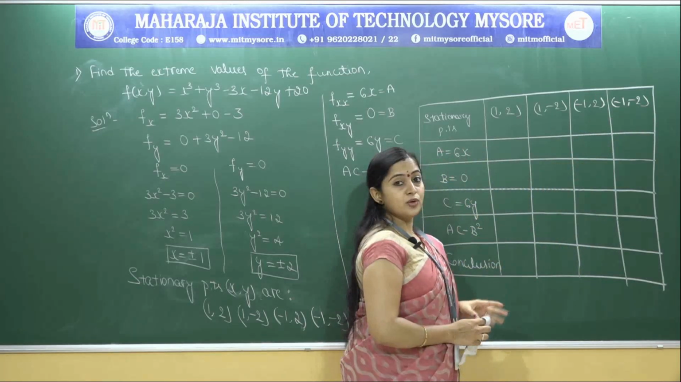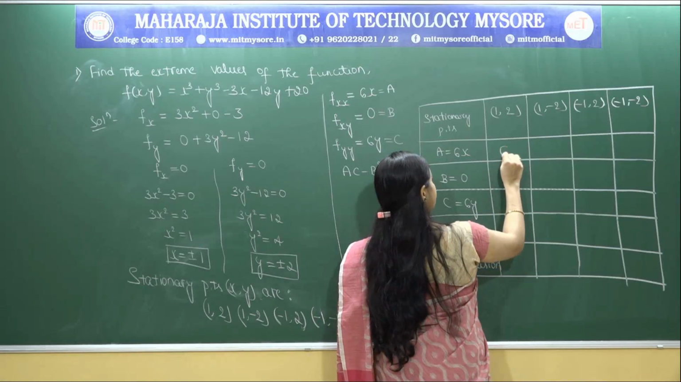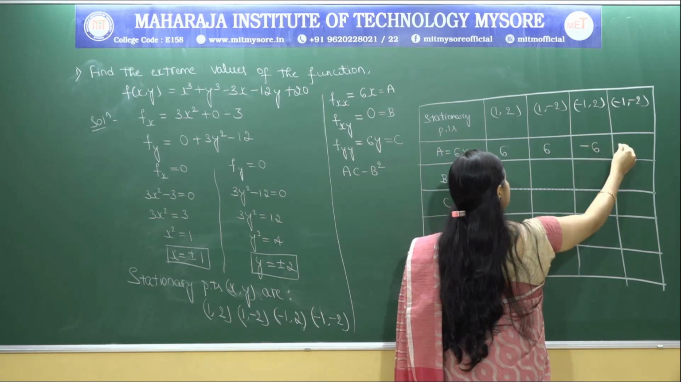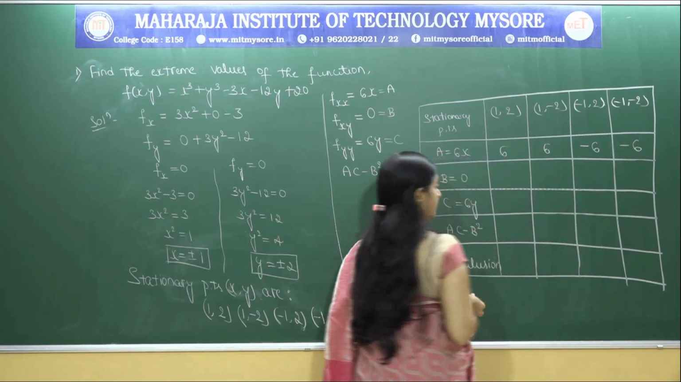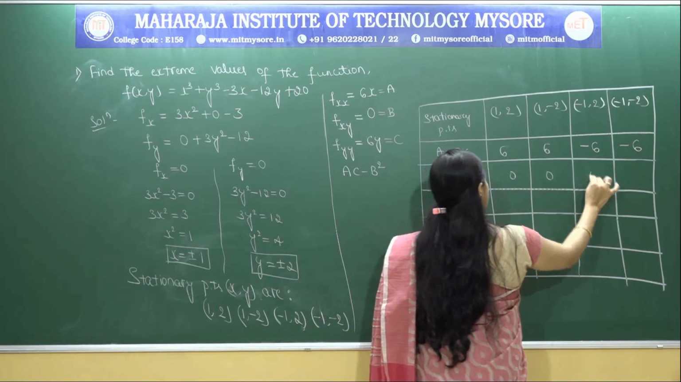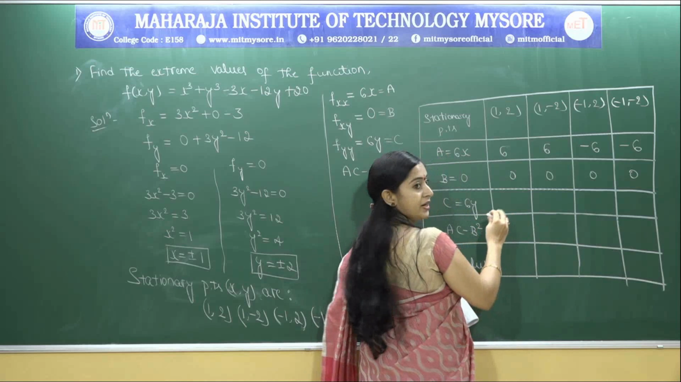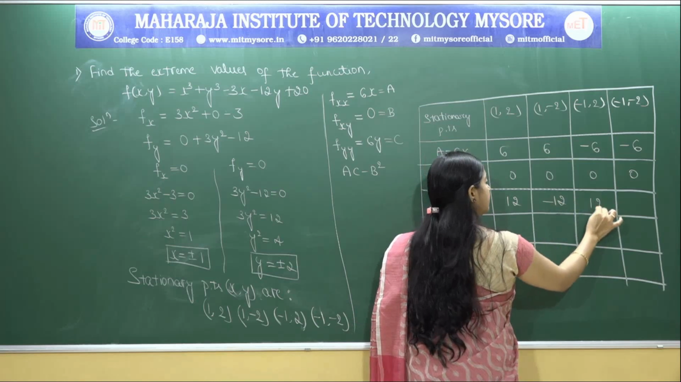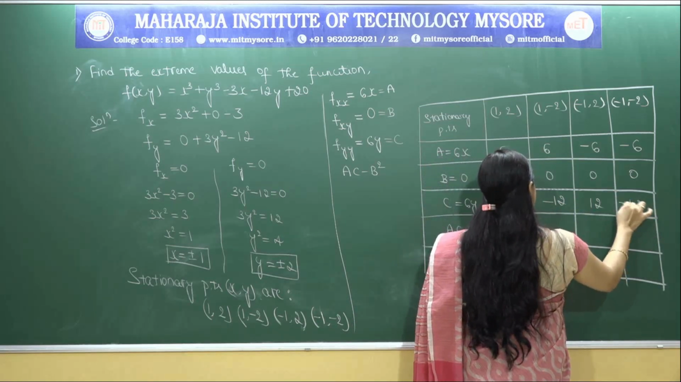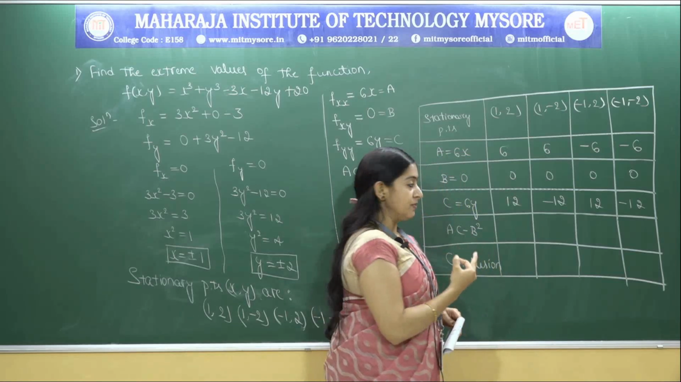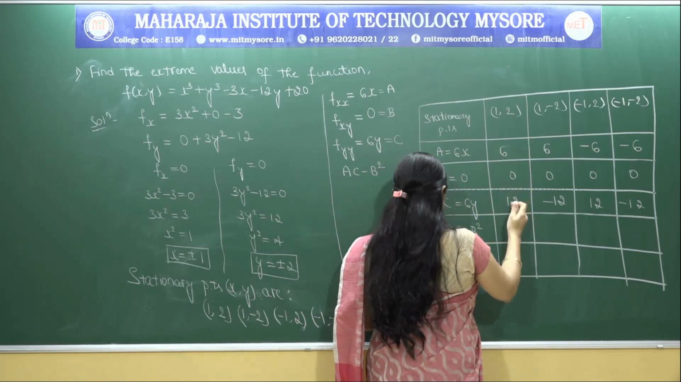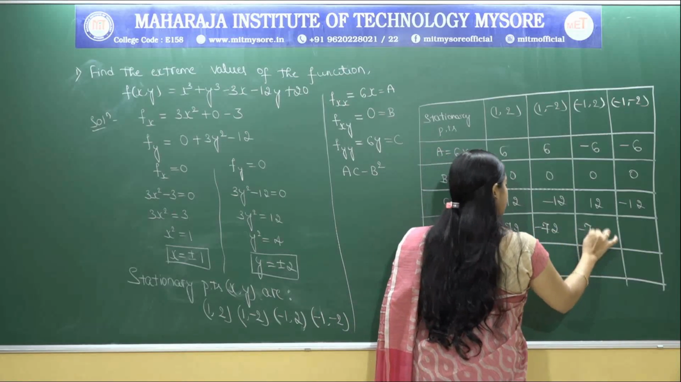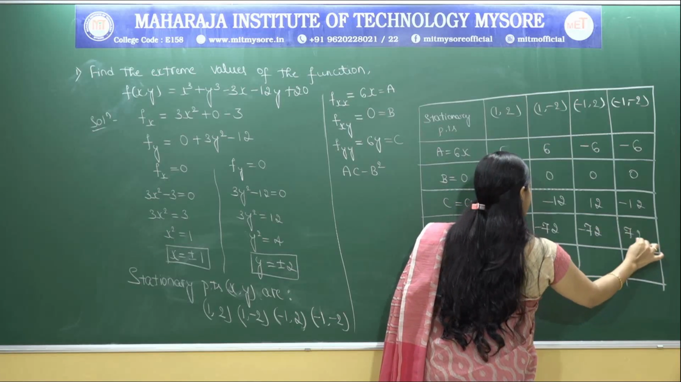So the first one, put x equal to 1, you will get 6. Second one, again x equal to 1. The third one, x equal to minus 1. Fourth one, x equal to minus 1. The next B term is 0 for all the cases. Next 6y. So the first, 6 into 2, you will get 12. Second term is minus 12. Third one is plus 12. The fourth one is also minus 12. Then you have to compute AC minus B². The first one is 72, second one minus 72, this is also minus 72 and plus 72.